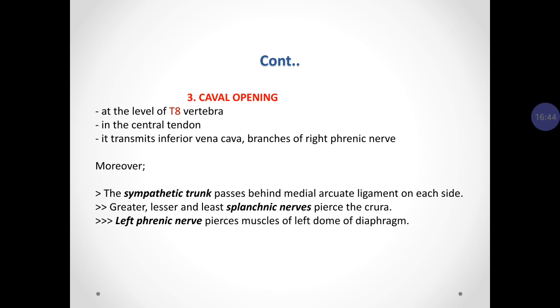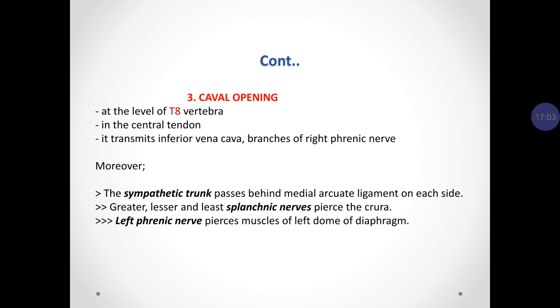The third opening is the caval opening. It is at the level of 8th thoracic vertebrae, and it is in the central tendon. The important structures which pass through the caval opening are number 1 the inferior vena cava, and number 2 the terminal branches of right phrenic nerve.